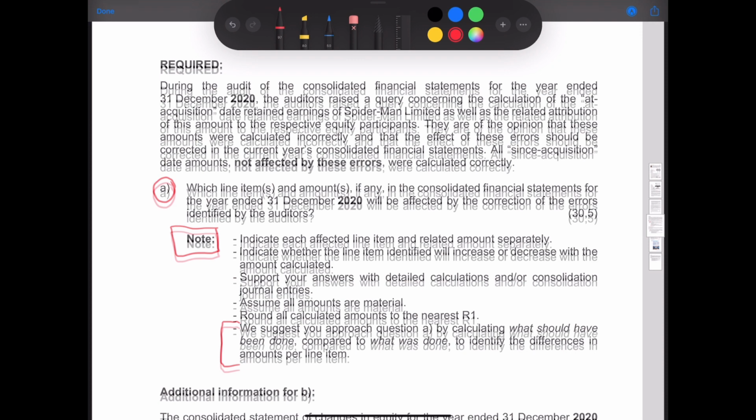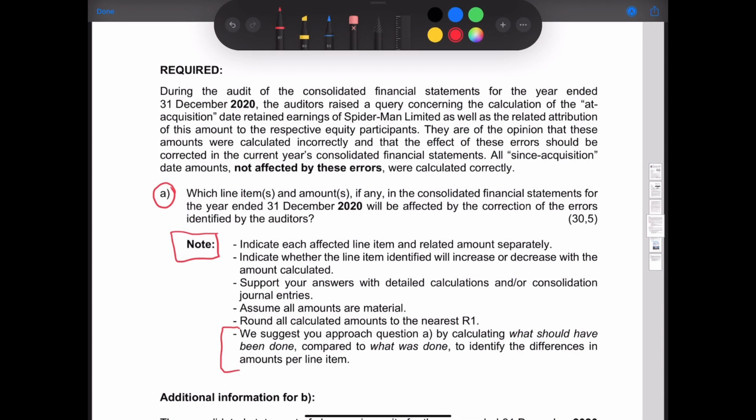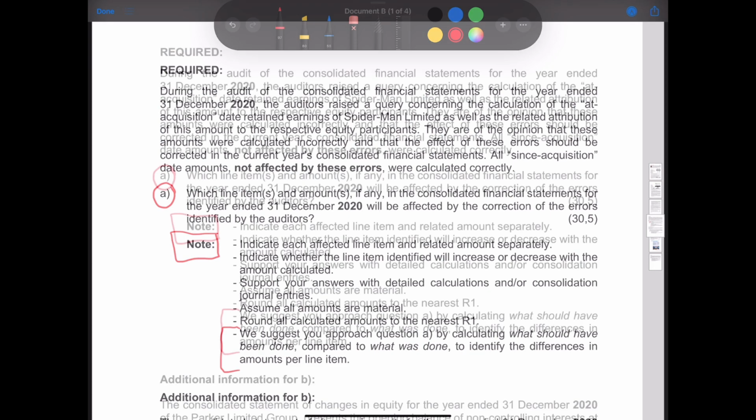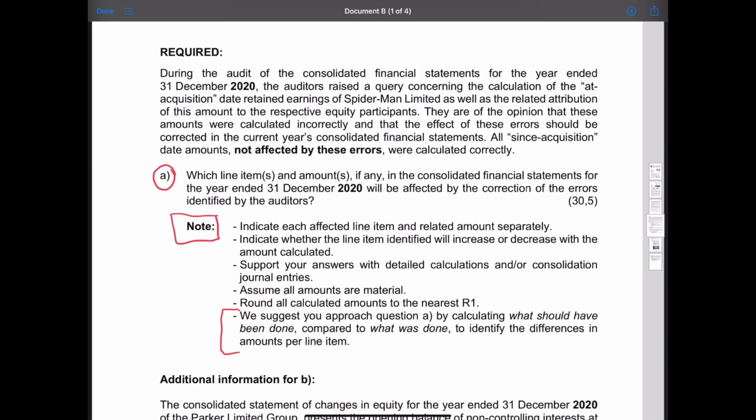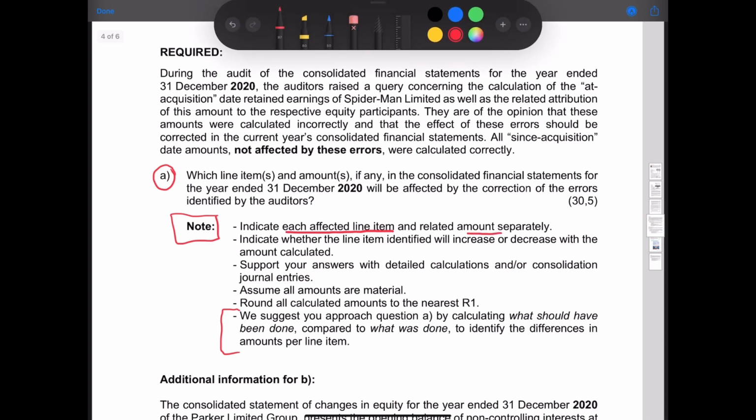So in any future question that you do, always see whether there's a suggested method of answering the required, because it is there to help you and will also help the markers to understand what you want to achieve in your answer. The notes section also told you to indicate each affected line item and the related amount separately. Many students only said what line item would be affected without the related amount, or if they gave a related amount, they did not reference it to their calculation.